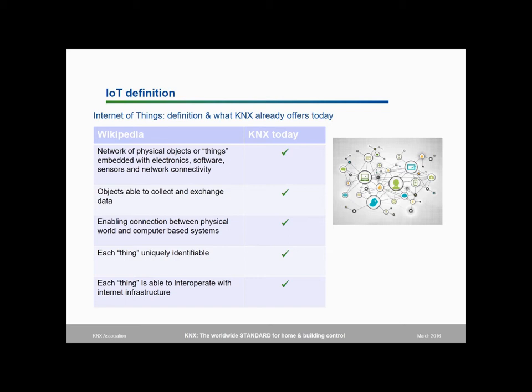Second, objects able to collect and exchange data. That's the second thing that we need. So also, indeed, in KNX we have that. The famous group objects. Enabling connection between physical world and computer-based systems. That is indeed the third item here. And that's of course also what we already have in KNX today.